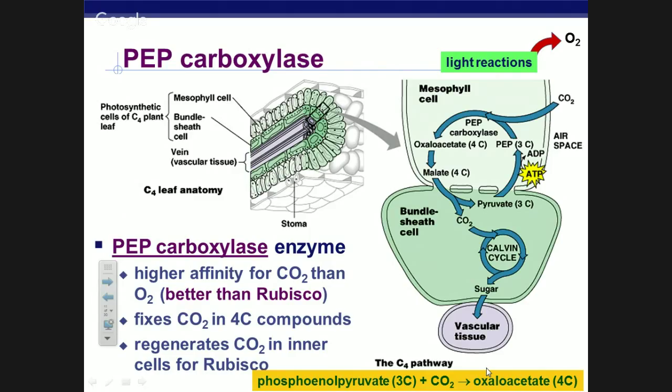PEP carboxylase, the enzyme that initially captures the CO2, is not like rubisco. It won't take in oxygen. It just won't do it. So when oxygen builds up in here, it won't do this. It doesn't work. Okay? But if you want to write, go ahead.